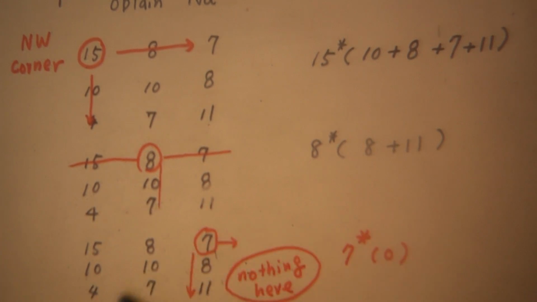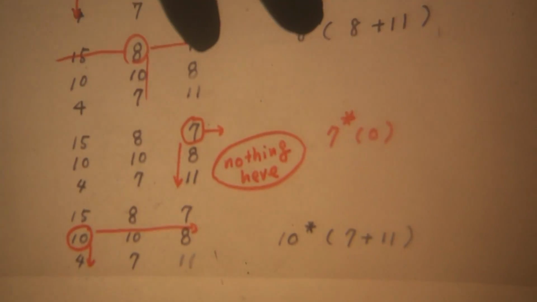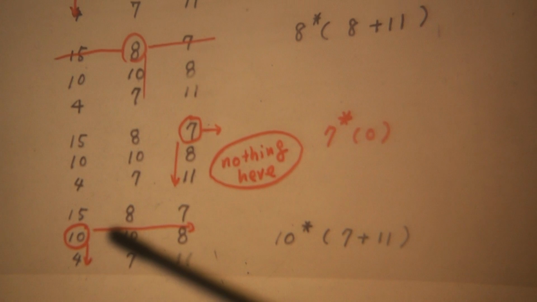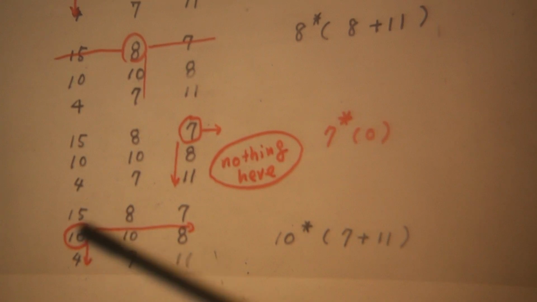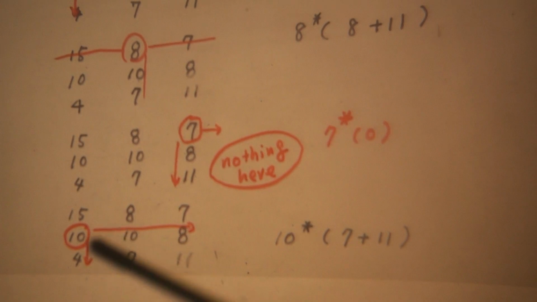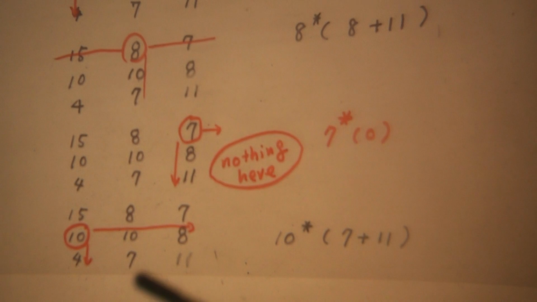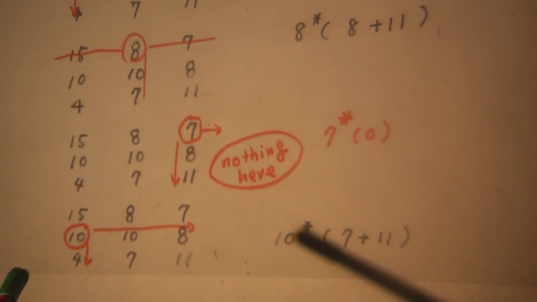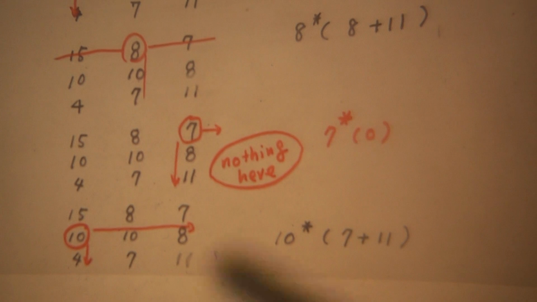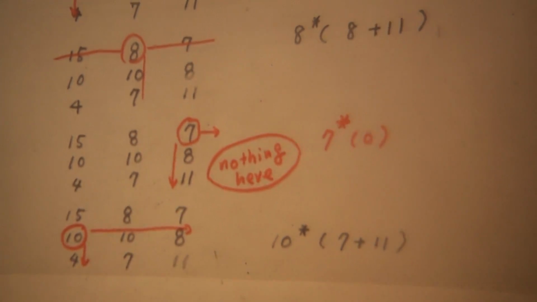Now we'll move to the first entry in the first column, on the second row. I erase the second row completely, and I erase the first column. What's left? Only 7 and 11 left, okay? So this one becomes 10 times 7 plus 11, okay? And we keep doing this.